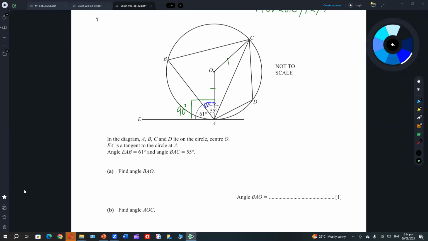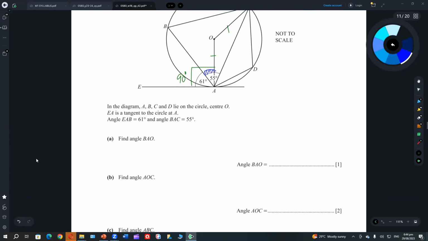Look at this angle. I have made it blue. Now, if the total angle is 90 and I have 61 also there, how can I find this blue angle? 90 minus 61. Good. Twenty-nine. Find angle AOC.